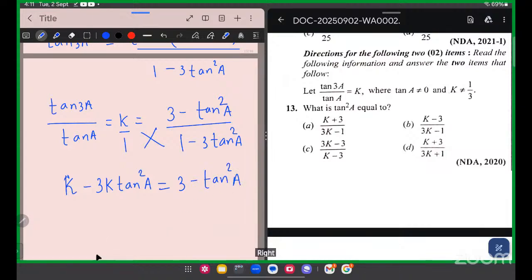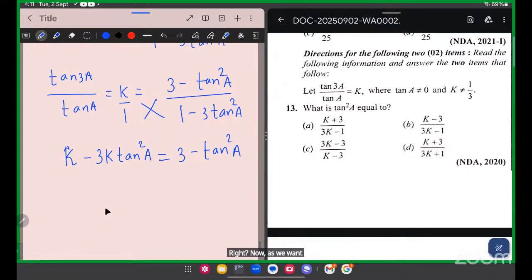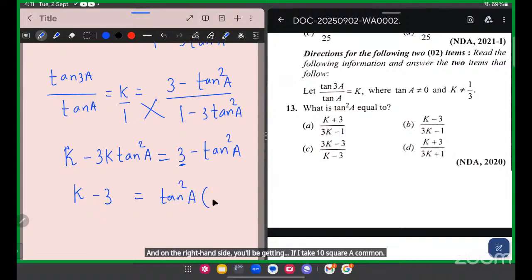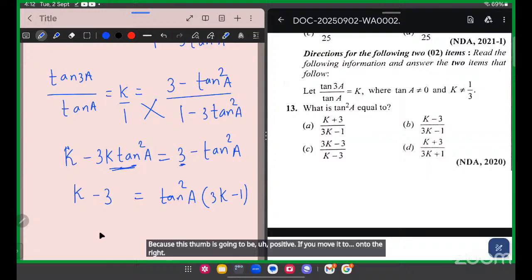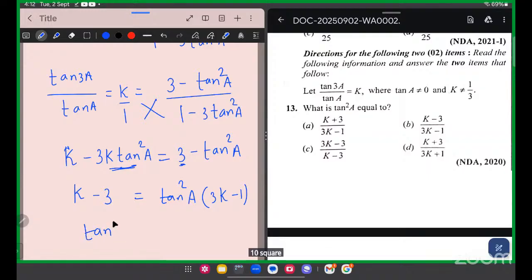Now, as we want the value of tan square a, we can just move this 3 onto the left. So on the left hand side, we'll be getting k minus 3. And on the right hand side, if I take tan square a common, it is nothing but 3k minus 1, because this term is going to be positive if you move it onto the right. So here, tan square a is equal to k minus 3 divided by 3k minus 1.